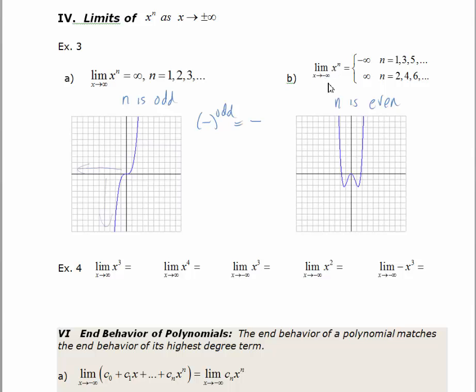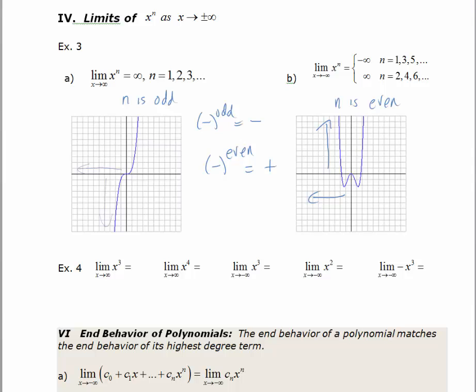So the limit as x goes to negative infinity of x to the n, when n is odd, is negative infinity. But when you take a negative number and you raise it to an even power, that is going to be equal to a positive number. And so the limit as x approaches negative infinity of x to the n, when n is even, and this is an even function right here, as your x gets really, really negative, your y values are getting larger and larger.